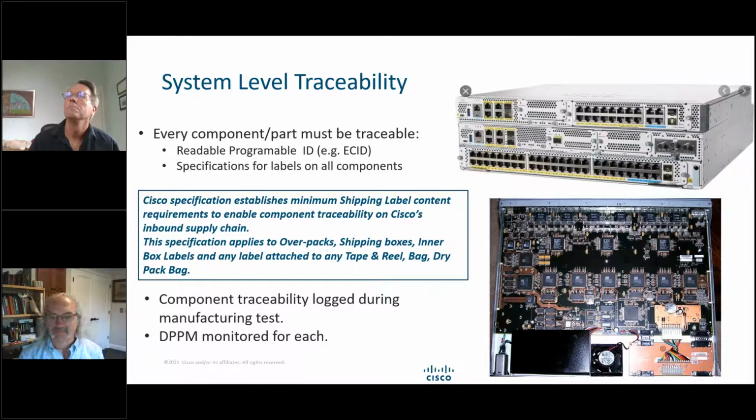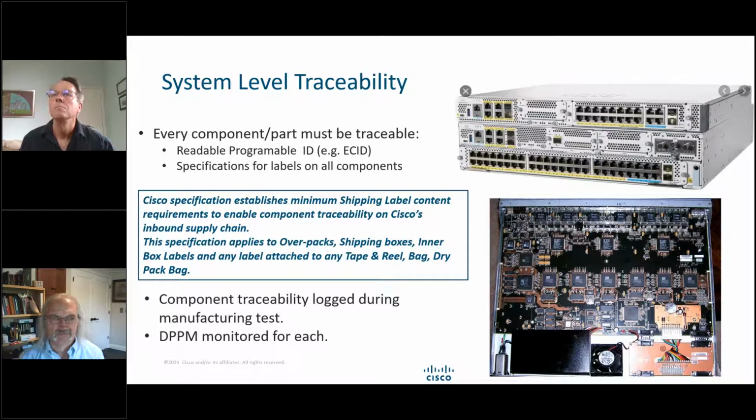Here is a much bigger level. So the system traceability here is a networking product. Components are easy, yes, things like memory parts, ASICs, network processors, microprocessors, they're all easy to trace because they usually have electronic IDs. But then there are many other parts that you can't trace like that.